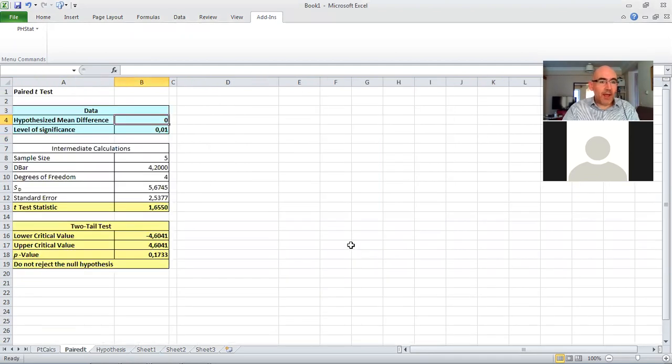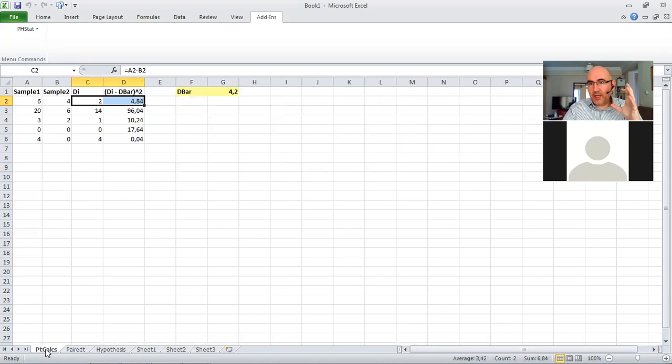So here we have the t-test statistic, 1.66, and the standard error. Let's see how these are calculated. In this situation, PHStat creates another calculation sheet, so you can go to that calculation sheet. This calculation sheet calculates the differences, and notice it calculates the differences by A2 minus B2, A3 minus B3. So it calculates the differences by first minus second.